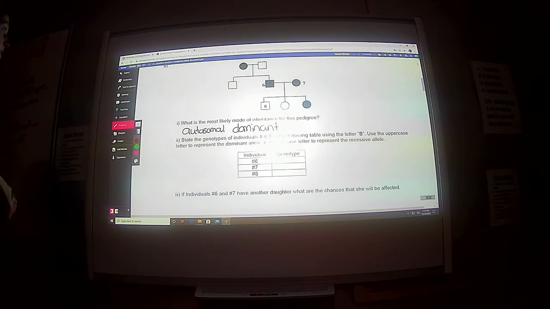State the genotypes of the individuals 6 and 8 in the following table using the letter B. 6 through 8, 6, 7, and 8.